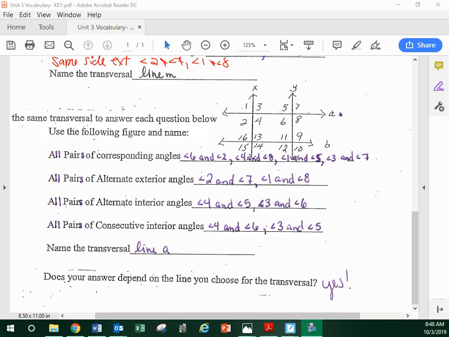So the very last question, it's pretty obvious now. Does your answer depend on the line you choose? Yes. Here we had multiple options for transversals because a transversal is defined as a line that intersects two or more lines at distinct points, and each of these intersected two other lines. That's why we ended up having multiple options for transversals. Now on a quiz or test, we're going to specify which one to use as a transversal. Okay, questions with this?